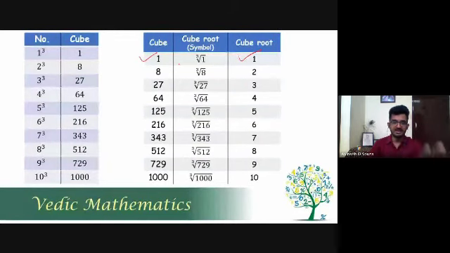So you have 1, 8, 27, 64, then 125, 216, 343, 512, 729, and 1000. I'm stressing on asking you to learn it because it's very important. So try to remember the cubes from 5 to 10. 5 cube is 125, 6 cube is 216, 7 cube is 343, 8 cube is 512, 9 cube is 729, and 10 cube is 1000. I believe that you all are ready with that. So this is one important thing that you need to remember.